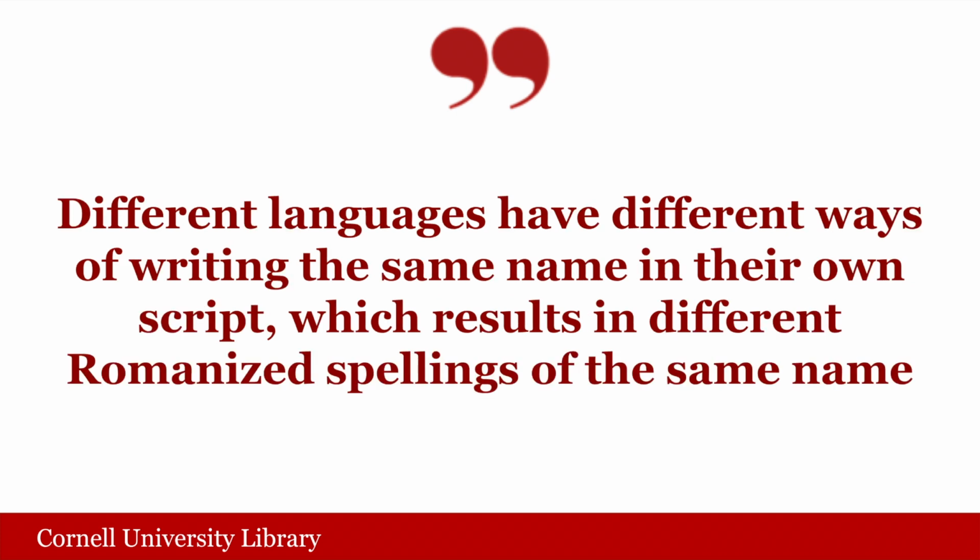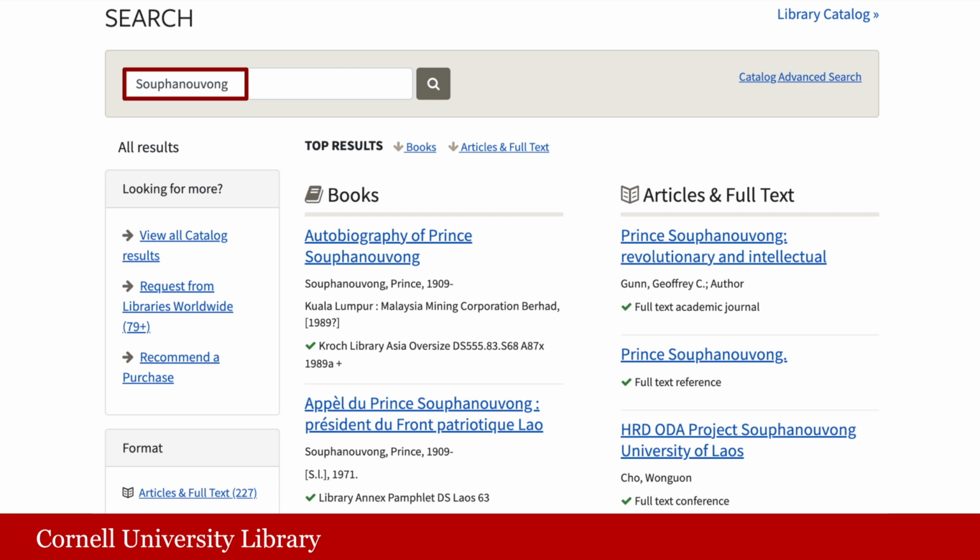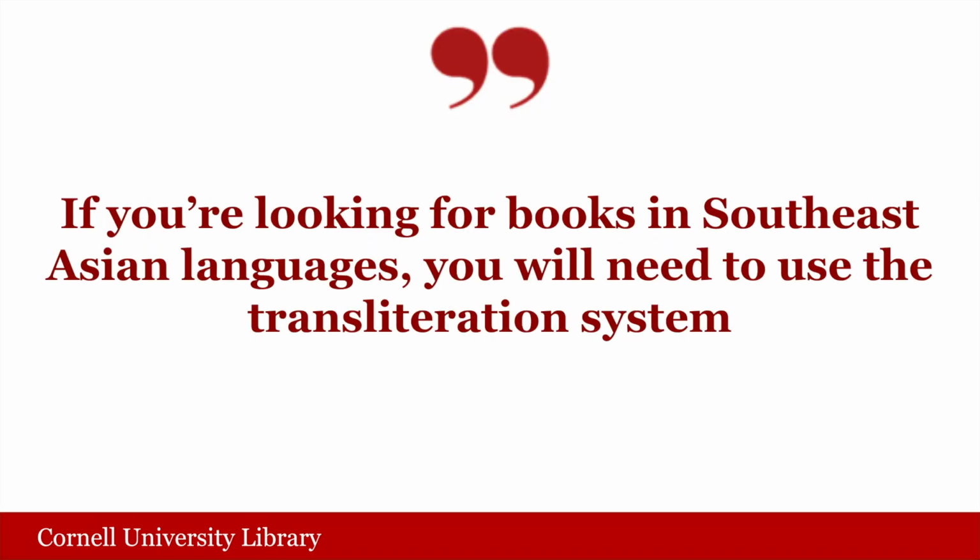Names can be very tricky to search for in Romanized text. Different languages have different ways of writing the same name in their own script, which results in different Romanized spellings of the same name. Librarians have done a lot of hard work to try to connect these versions together, but it's not perfect. Let's use the example of Lao Revolutionary Supa Nuvong. If you search for the common English spelling of his name, you will get mostly books in English and French. But if you're looking for books in Southeast Asian languages, you will need to use the transliteration system. That's where it gets tricky.